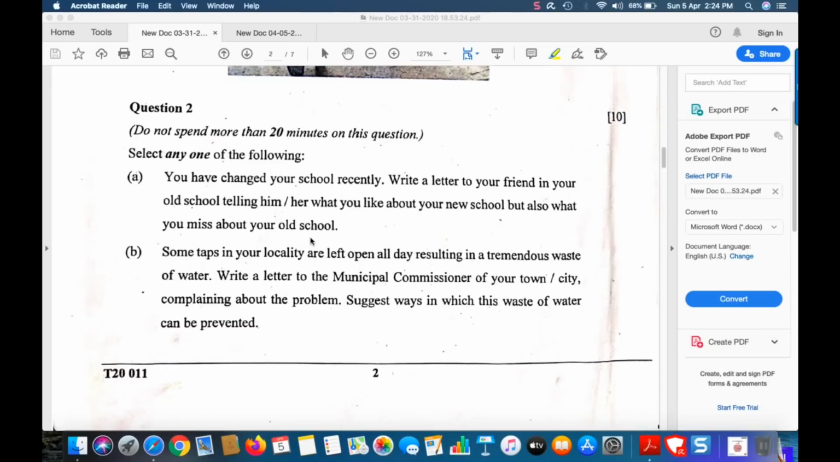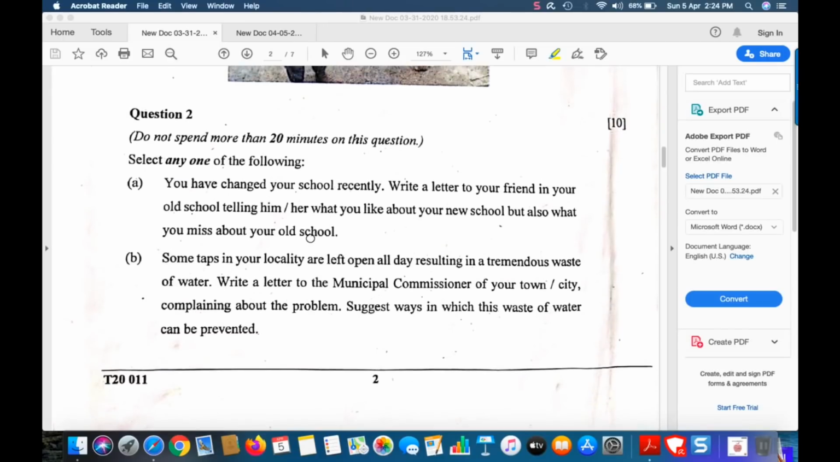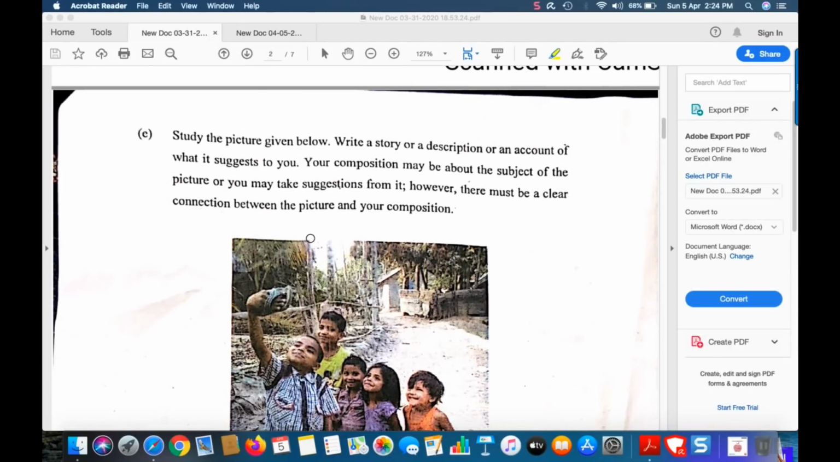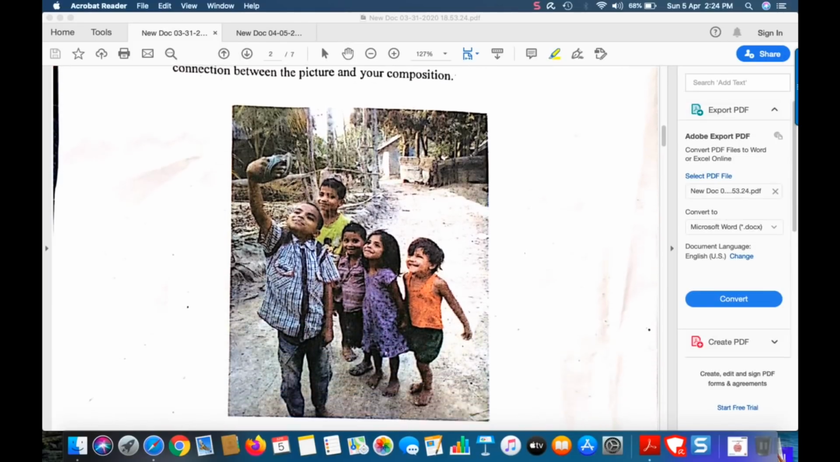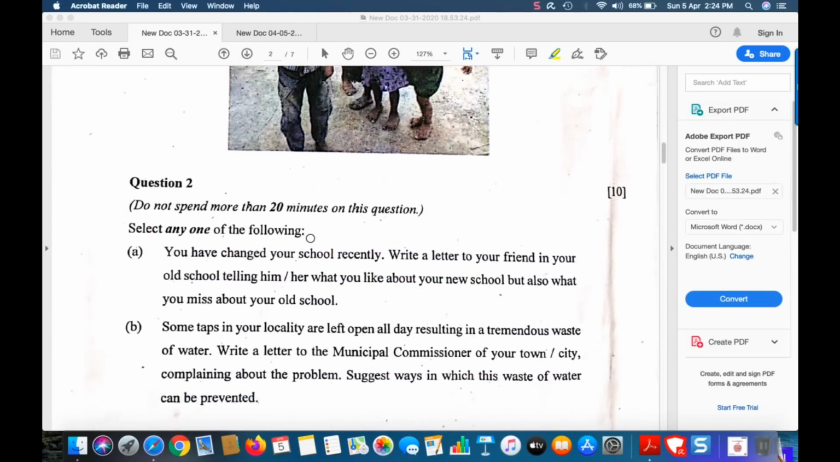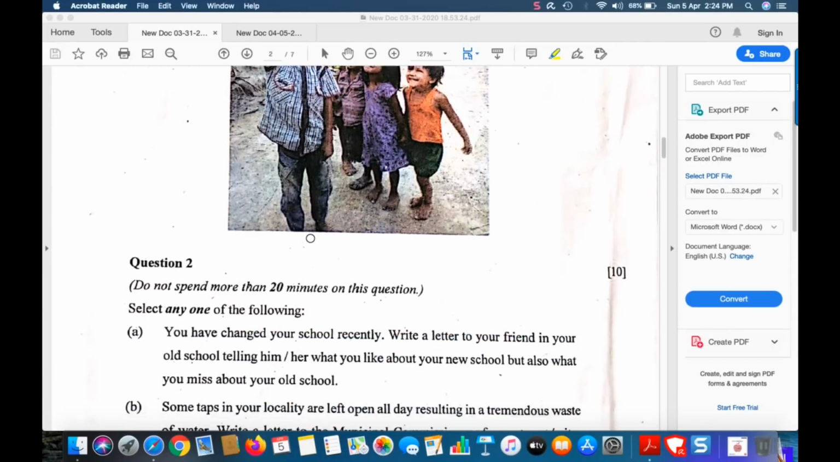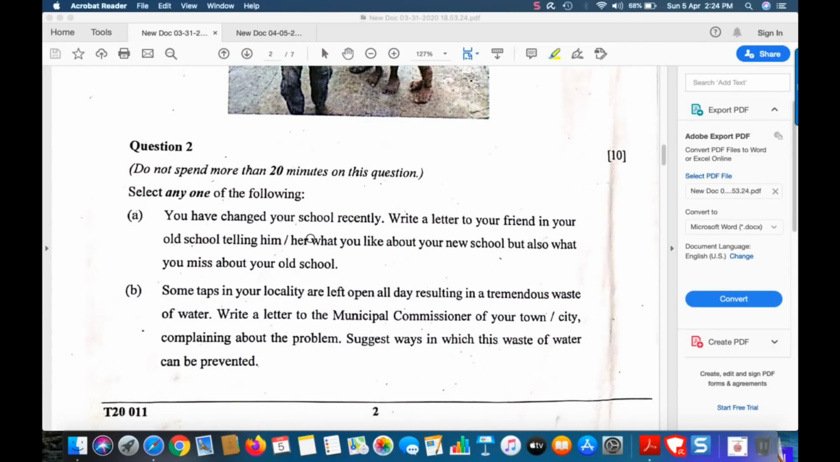We had discussed the essay types and how you're going to write and where you lose marks. I just wanted to remind you on the picture composition. Avoid writing the description of the picture as your essay. You will be penalized for it.